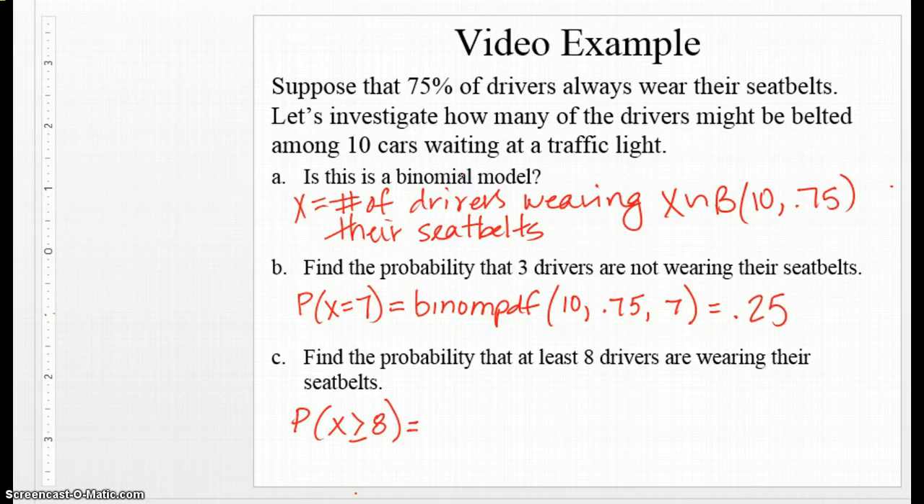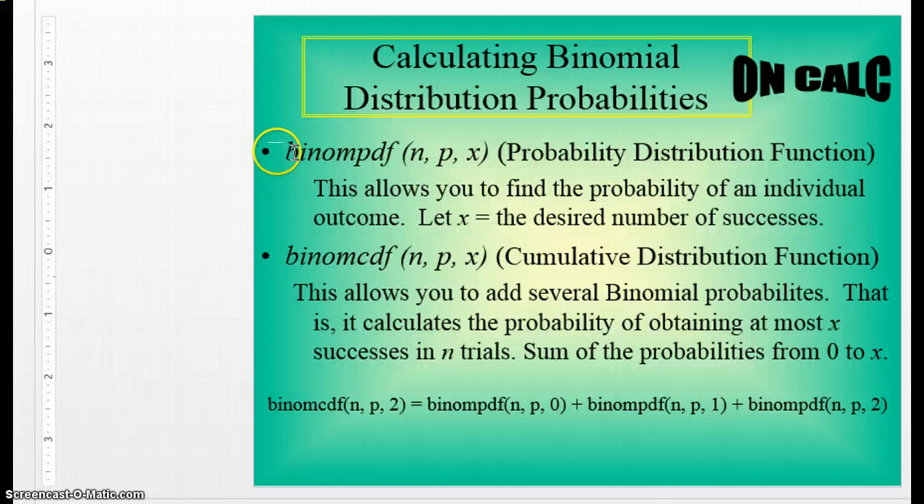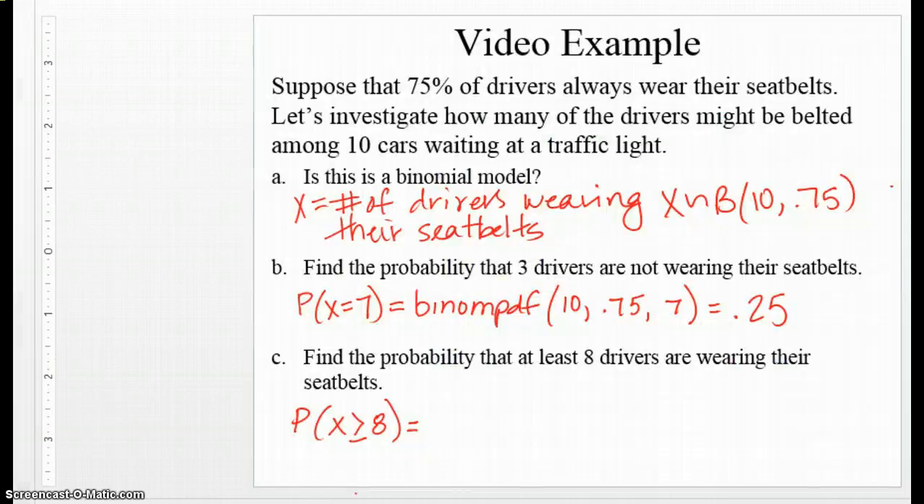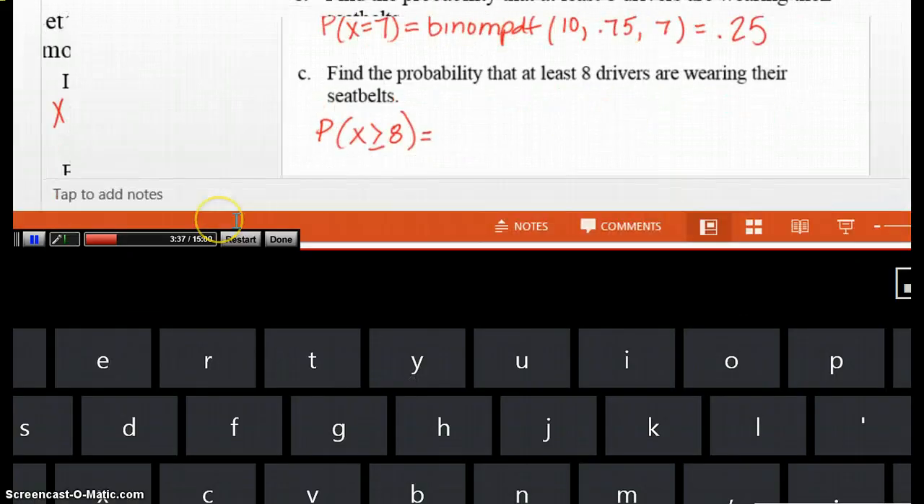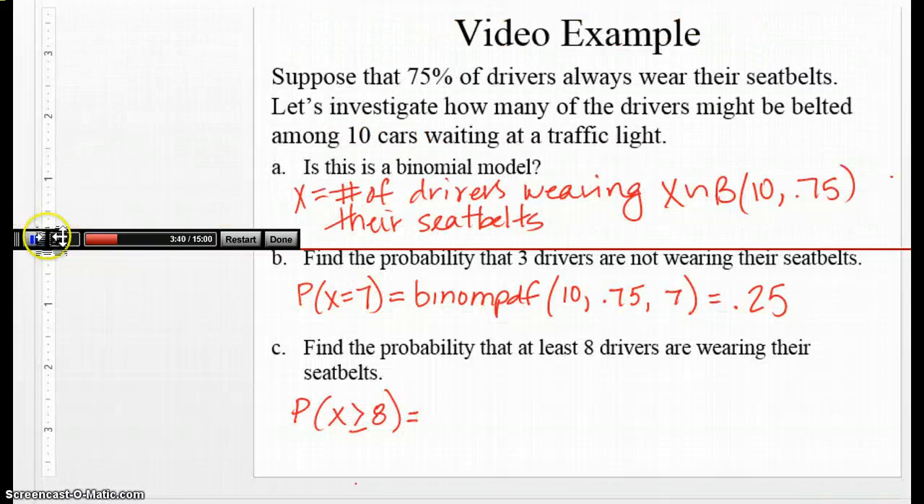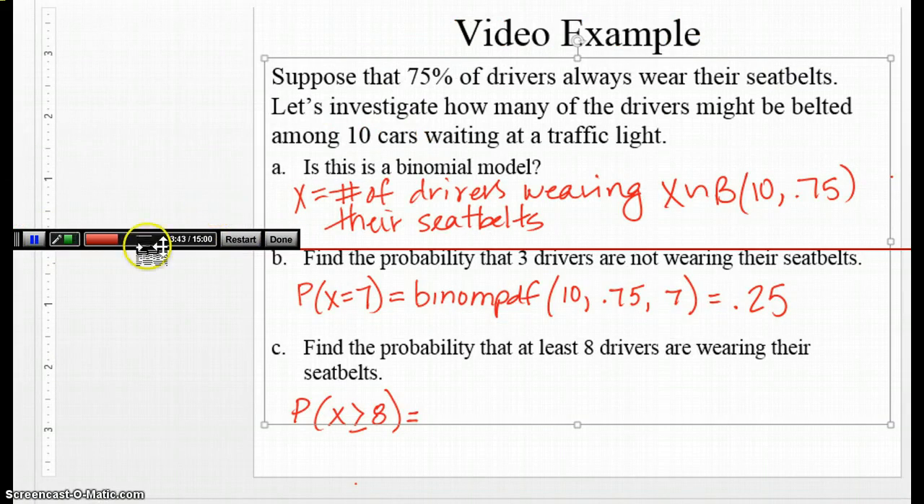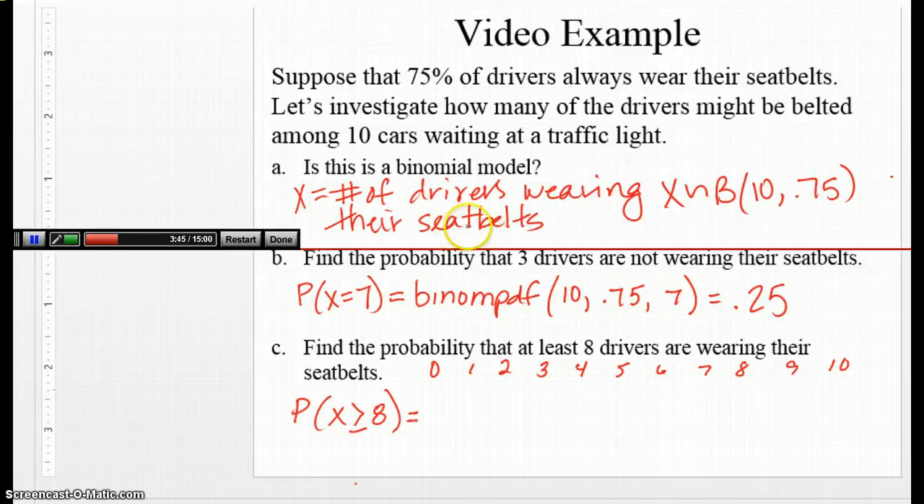All right, then for part C, we have at least 8 drivers, so 8 or more. So X is greater than or equal to 8. Hopefully you realize we're going to use our CDF, which is cumulative, but you'll notice this only goes from 0 to X, and we need 8 and above. So if we think about it, we have 0 to 10, and we want X greater than or equal to 8, which means 8, 9, and 10.